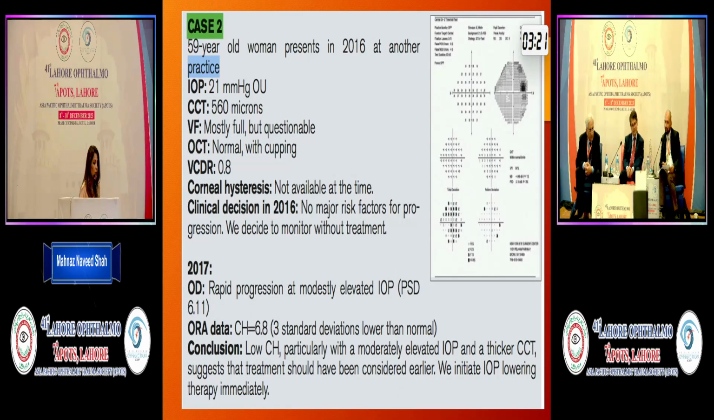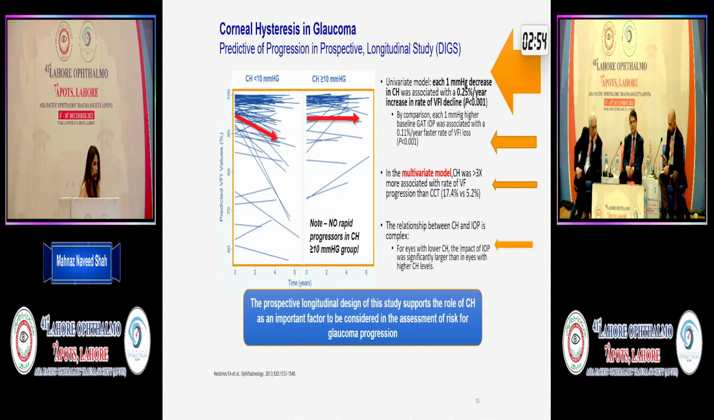This is a 59-year-old lady who presented in 2016 at an outside facility. Her pressure was 21, again, normal corneal thickness, and the cup to disc of 0.8, and corneal hysteresis was not available at the time, and she had no major risk factors for progression. But in 2017, she was showing significant progression. And again, when her corneal hysteresis value was calculated, it was 6.8, very low. So this is a person who definitely requires further intervention, further surgery.